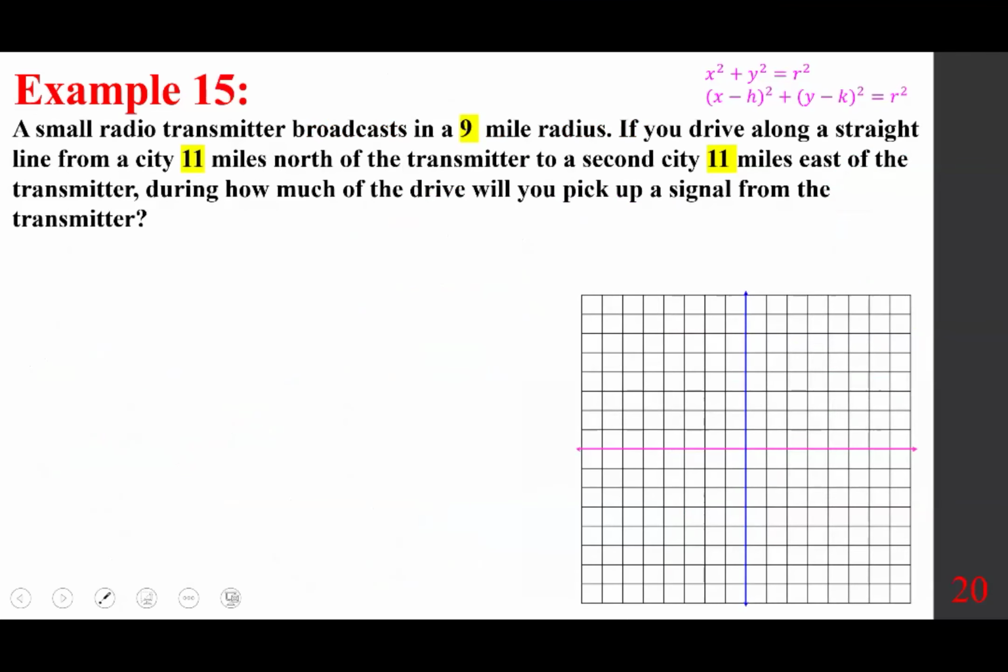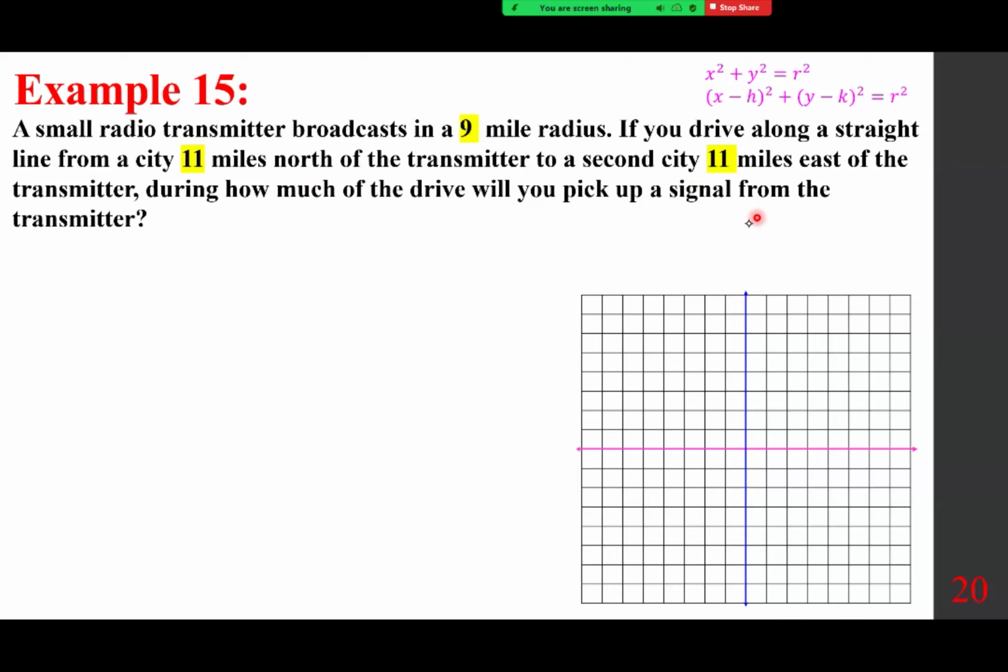This equation is in your homework, and there has been some questions, so I thought I will go over that for everybody. A small radio transmitter broadcasts in a 9-mile radius. If you drive along a straight line from a city 11 miles north of the transmitter to a second city 11 miles east of the transmitter, during how much of the drive will you pick up a signal from the transmitter?